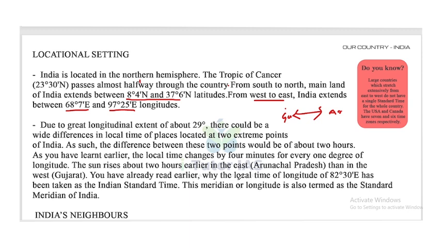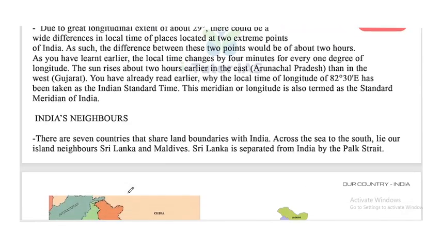Now this meridian or longitude is also termed as the standard meridian of India. This is considered as the standard meridian, which passes through Mirzapur, Uttar Pradesh.